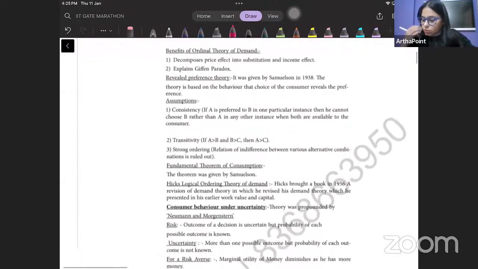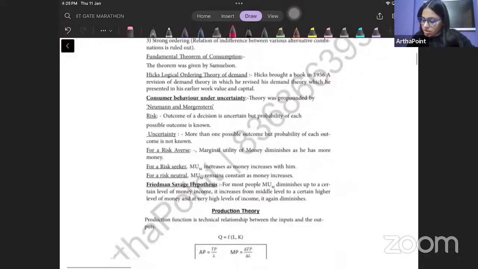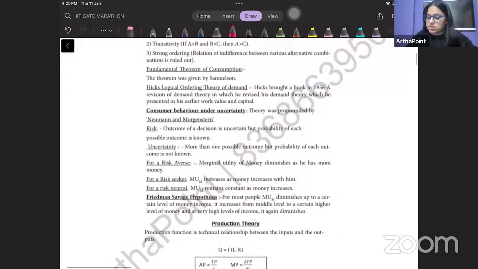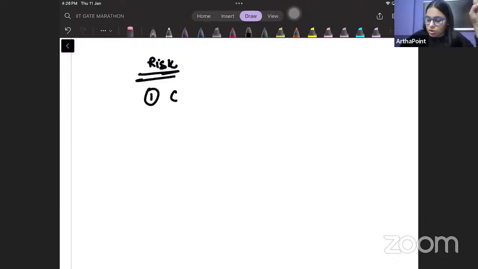Now come below, just come below. And here I want to talk about risk before I go further. Okay. Now just listen to me. In risk, you should be aware of the following concept. Pehla, you should be aware about expected value. That's the first thing that can be asked in exam.